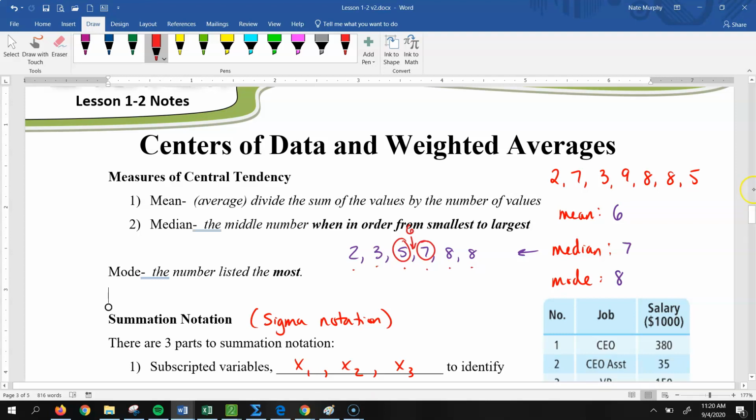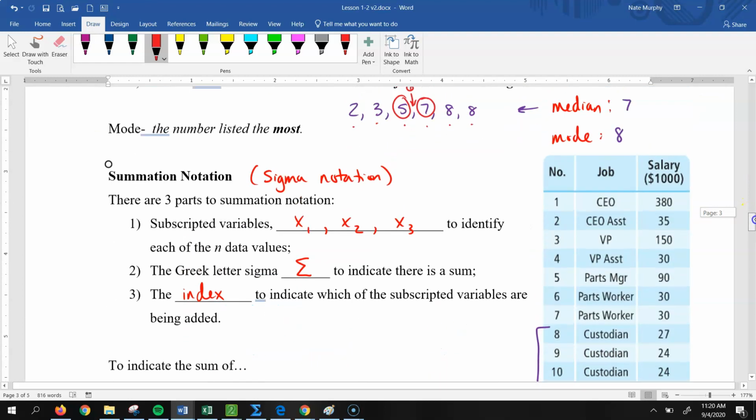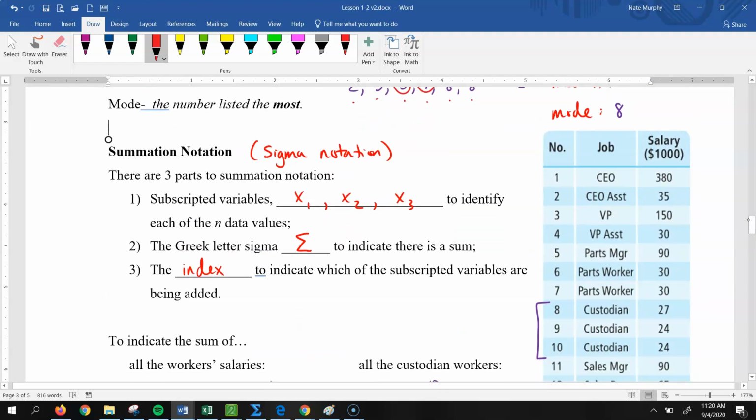All right, so that should be review. Now this is what's new. We're going to deal with what's called summation notation, or it's also called sigma notation. And you'll see why it's called that in a second. So there's 3 parts to summation notation. First part we need to be familiar with is what we call subscripted variables, like x sub 1, x sub 2, x sub 3. So notice I'm saying sub a number. So that's referring to a subscript. So the subscript here would be the numbers that are written down below there. So that's how we identify each of the n data values.